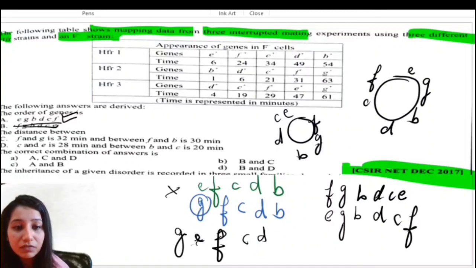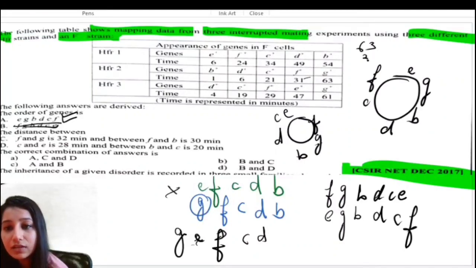Then the distance between F and G is 32 minutes. So we'll do 63 minus 31, which is 32.